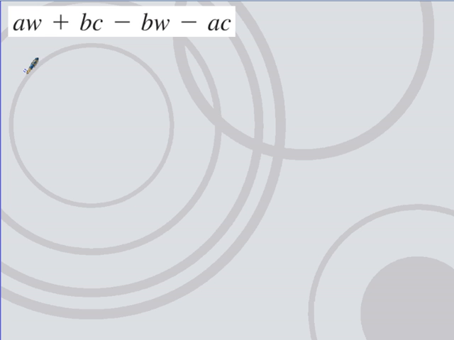Let's rewrite this thing and write it as AW, like the root beer, minus BW, plus BC, minus AC. Does that look better now? When you're factoring by grouping, sometimes you might have to move the terms around and then group to where you can pull something out.